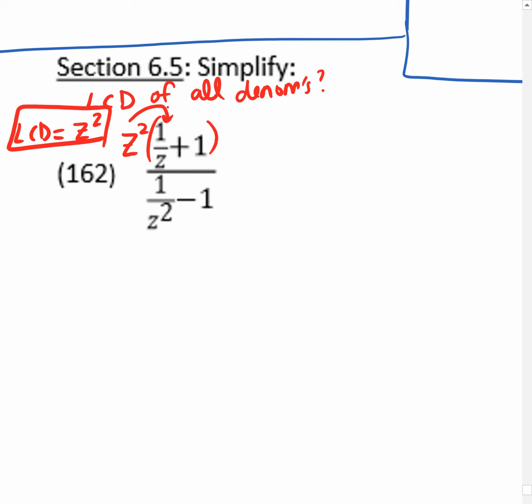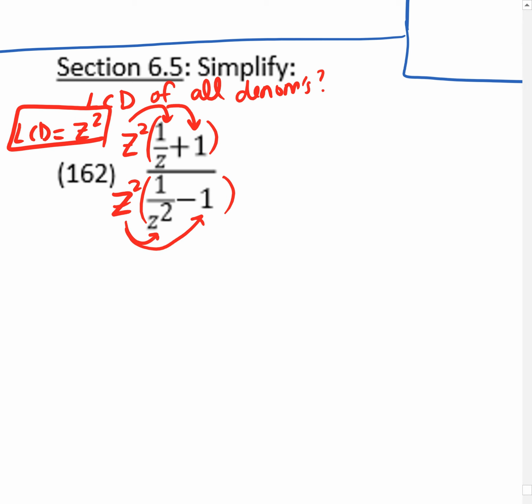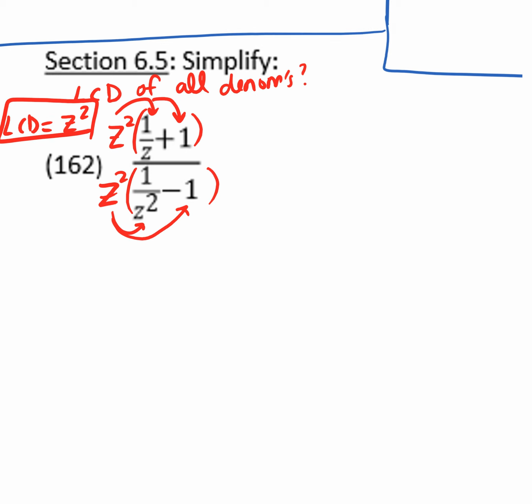So z squared times 1 over z, z squared times 1, and you multiply the entire big denominator by it. Z squared times 1 over z, z squared times minus 1. And that should eradicate any denominators you had, which is nice. So you're using an LCD, but you're not really using it so you can get a common denominator. You're using it to get rid of all denominators.